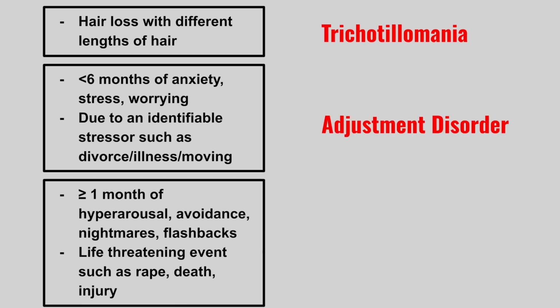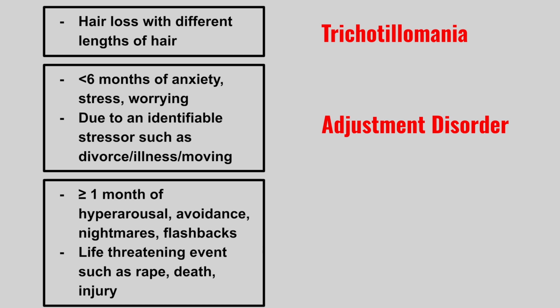Next, we have a patient with hair loss with different lengths of their hair. This is trichotillomania. Next, we have a patient with less than 6 months of anxiety, stress, and worrying, and it's due to an identifiable stressor such as a divorce, illness, or moving. This is adjustment disorder. And remember, if it's 6 months and more, that turns into generalized anxiety disorder.